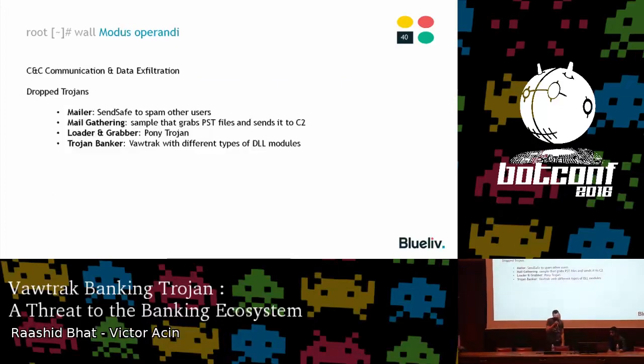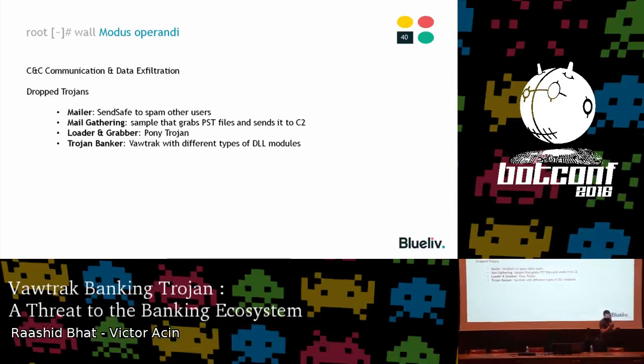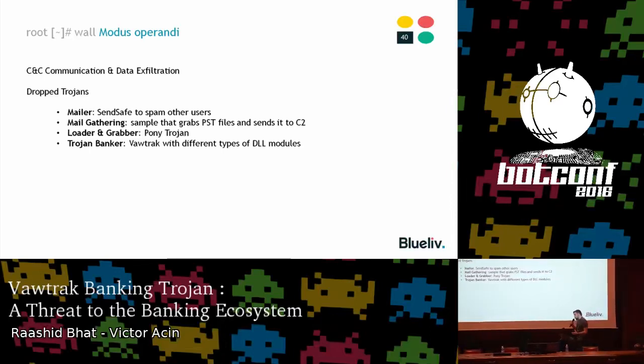Now, besides dropping Vawtrak, Moscow's Depot was also dropping other Trojans. This was after switching to H1N1 and Janitor. First of all, they started dropping a mailer Trojan, SendSafe, that they could use to spam other users. They also dropped an email gathering Trojan. It was a sample that basically looked for PST files in order to extract contacts from the user, from the infected machine, sorry.